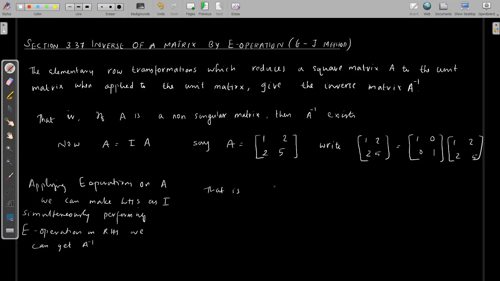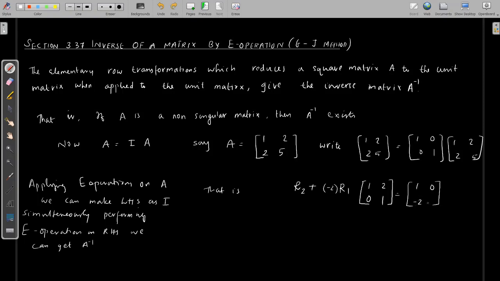First we perform the elementary operation R2 plus minus 2 R1. We know that first we have to multiply R1 with minus 2, then add it to R2. Then we will get 1, 2, 0, 1. That is equal to, we need to perform the same elementary operation on the identity matrix on the right. And we will write the matrix A as it is, 1, 2, 2, 5.